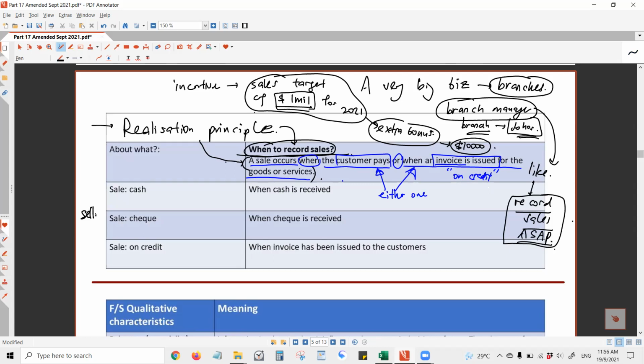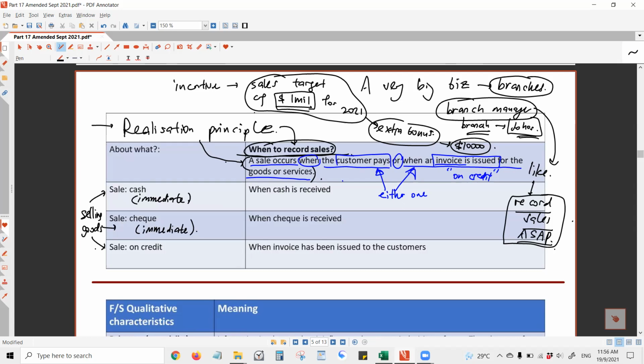There are three types of selling goods. You may sell goods and collect cash on the spot, which means we get immediate payment from the customer. The second one is also immediate payment from the customer. The third one is selling goods on credit.